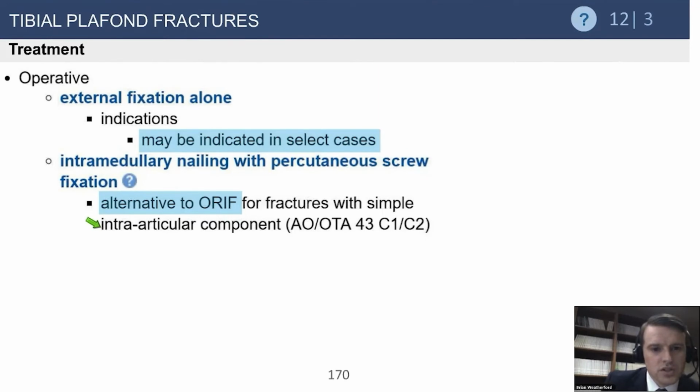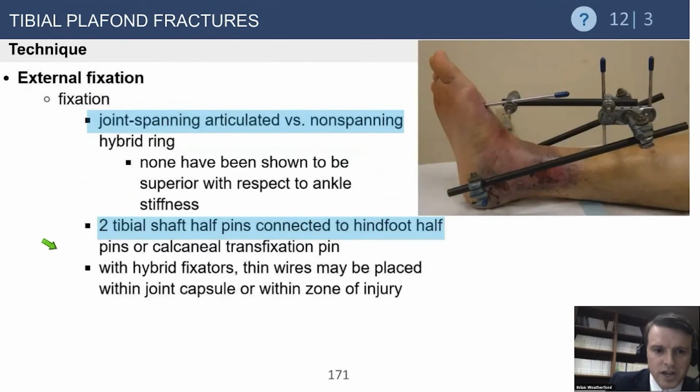Okay, so external fixation alone may be indicated in select cases, mainly in patients that are unable to tolerate surgery or patients that have such severe soft tissue compromise that any safe internal fixation cannot be performed. As we talked about previously, intramedullary nailing and percutaneous screw fixation is an alternative for simple articular fractures, so not an alternative for patients that have complex articular injuries. Okay, external fixation: articulated versus non-spanning hybrid ring. None have been shown to be superior with respect to ankle stiffness.